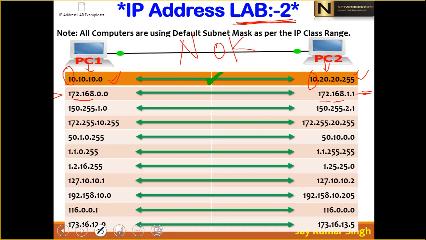Means in PC class one, this IP belongs to class B, right? Yes. And in class B, there are two host parts, right? Host part. And you are using 20, which means this is a wrong IP address. Yes. Okay. Tell me the third, fourth, fifth, fast.